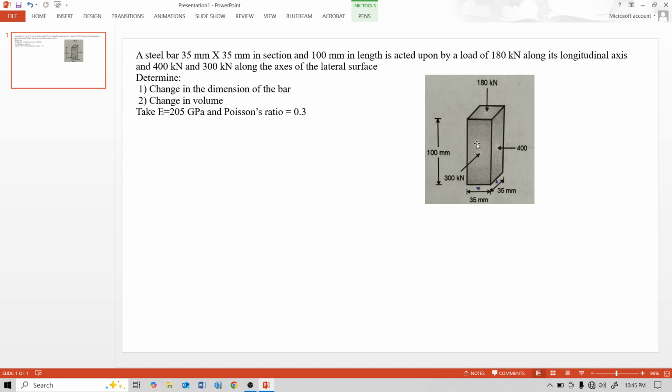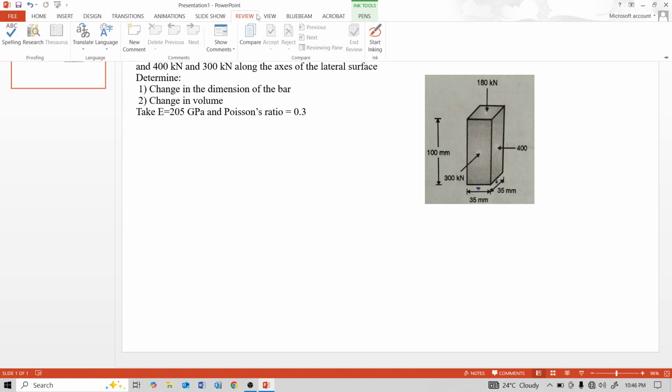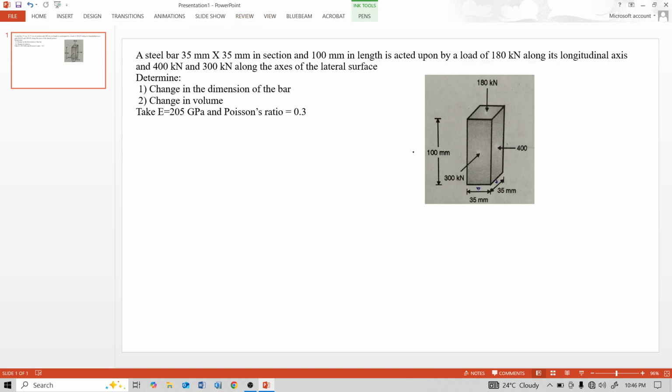So see in this figure, this is a rectangular bar of height 100 mm. This is H, height 100 mm, breadth 35 mm. This is B, and depth also 35 mm.